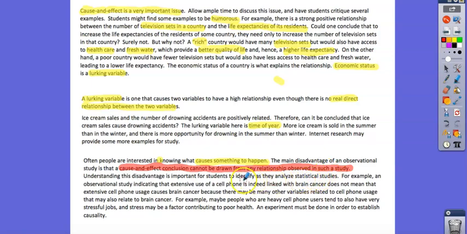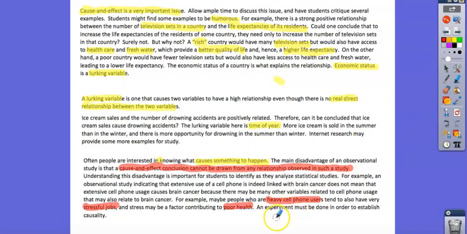Just like the cell phone one, okay? The study indicates extensive use of cell phones is linked with brain cancer. You cannot give that as cause and effect. You could talk about people that are heavy cell phone users. They might have very stressful jobs, and that might contribute to their poor health.